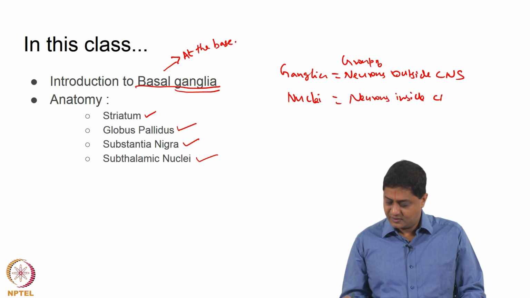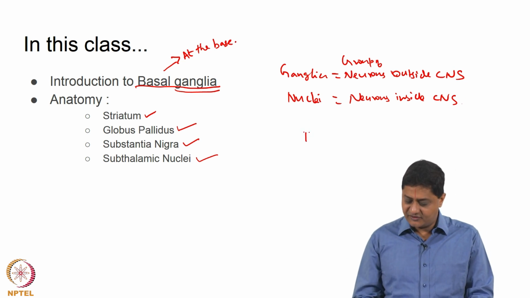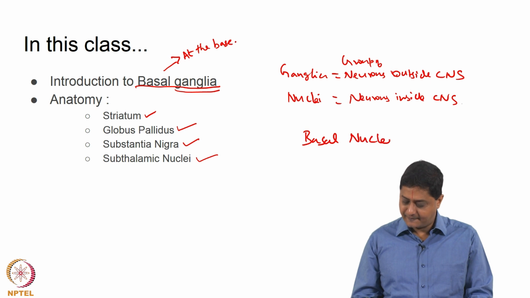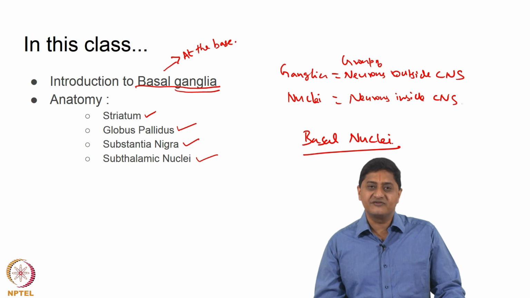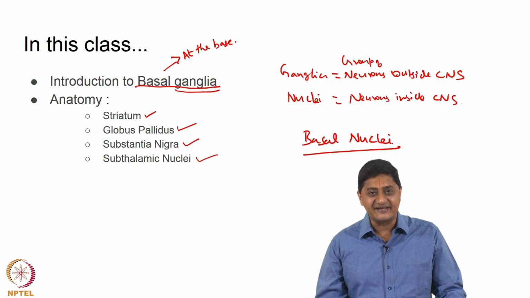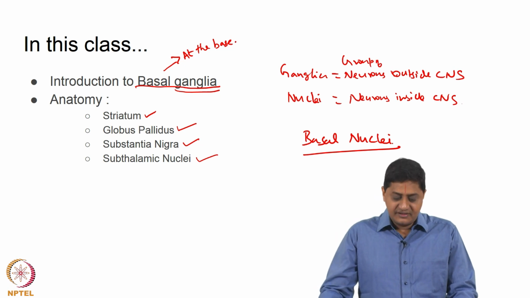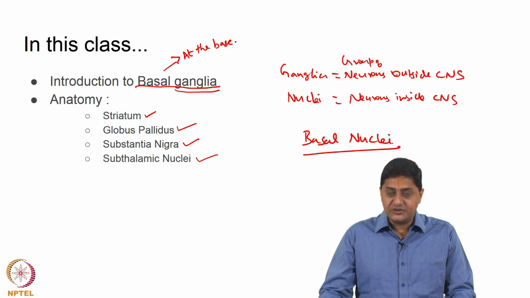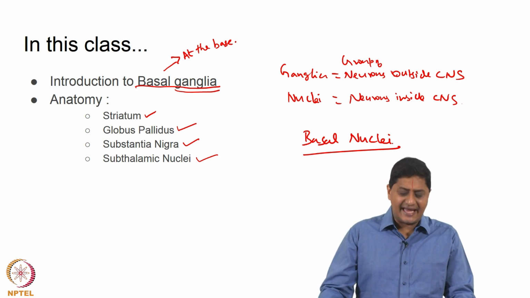Okay. So, this is also the reason why nowadays basal ganglia is frequently referred to as basal nuclei. This is the modern name. However, traditionally we have been referring to basal ganglia as basal ganglia. So, in this class we will refer to basal ganglia as basal ganglia and not basal nuclei. The textbooks also refer to basal ganglia as ganglia.